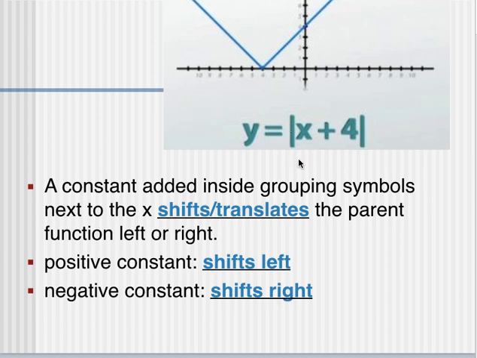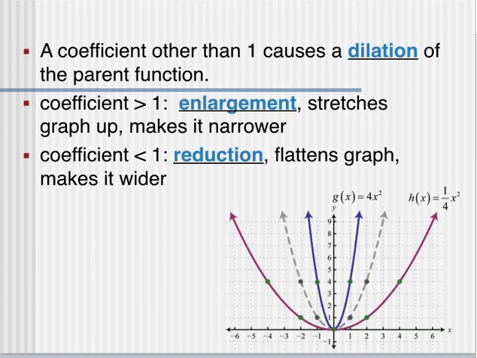So here we have absolute value of x plus 4. Absolute value is a function family we're going to go over in just a moment, but I just want to point out how having a plus 4 inside the grouping symbols shifts the graph 4 left from the origin. And we'll talk more about that in a moment. Now, there's one last type of transformation that we did not talk about, how it appears on a graph based on the equation. We've talked about reflections, we've talked about translations, up, down, and left and right. Now we're going to talk about dilations.